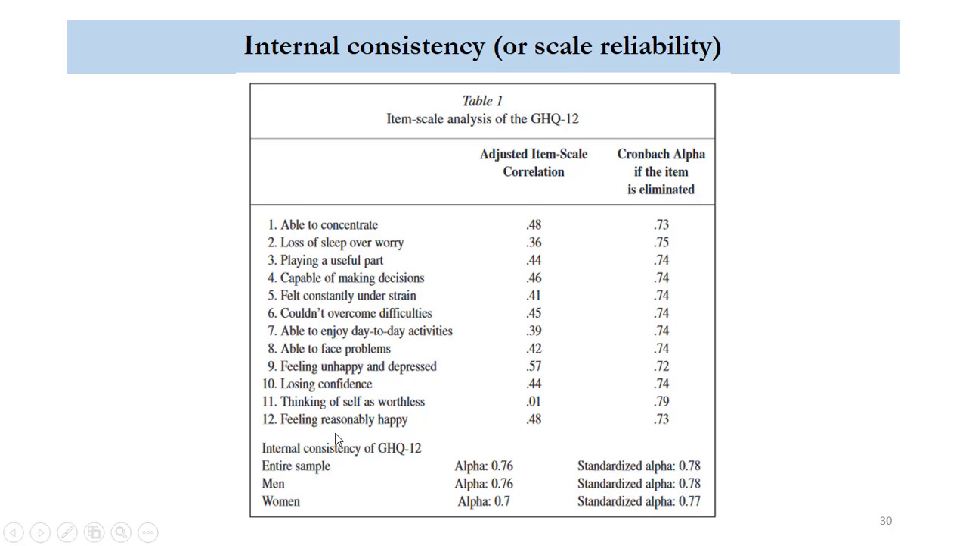In technical terms, we'll be looking at this in subsequent weeks. We will also be asking, are they correlated? A scale is only reliable to the extent that the items are correlated with each other. This is often referred to as inter-item correlation as well.